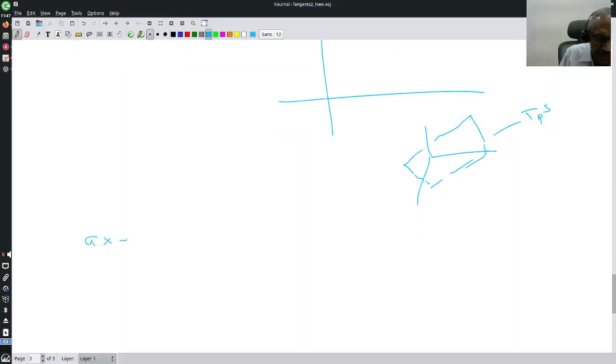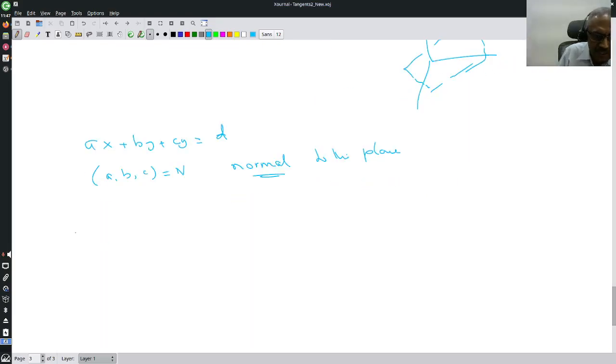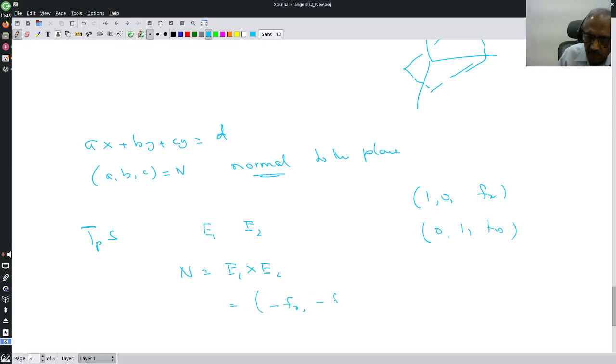You remember the equation of any plane in R3 is given by ax plus by plus cz equals d, right? So if a, b, c are not all 0, you think of this as the normal, not necessarily a unit normal, to the plane. Now I have the tangent space, T_P of S, it was spanned by E1 and E2. Therefore, what is the normal? Normal is given by E1 cross E2. That is, you have (1, 0, fx) and (0, 1, fy). Therefore, this is given by (minus fx, minus fy, 1).